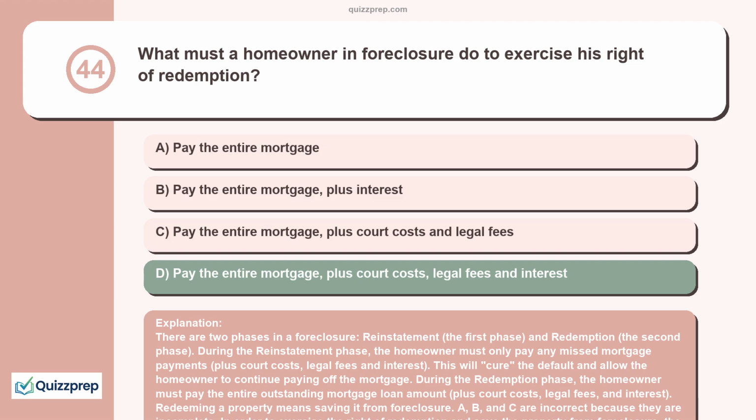A, B, and C are incorrect because they are incomplete. In order to exercise the right of redemption and save the property from foreclosure, the property owner must pay the entire outstanding mortgage, court costs, legal fees, and any interest owed.